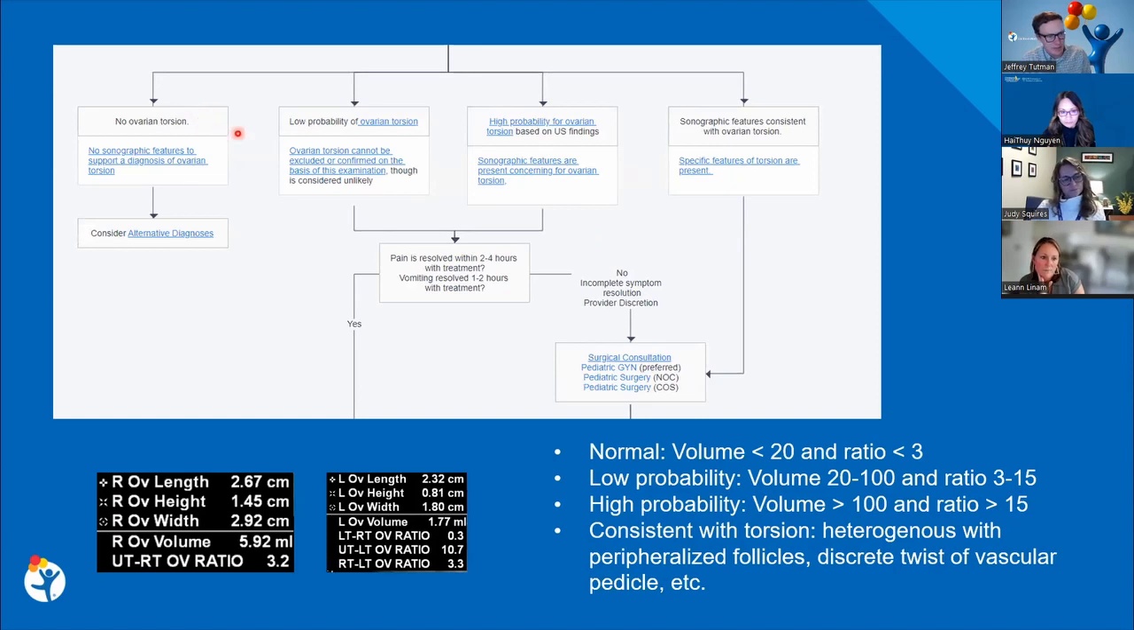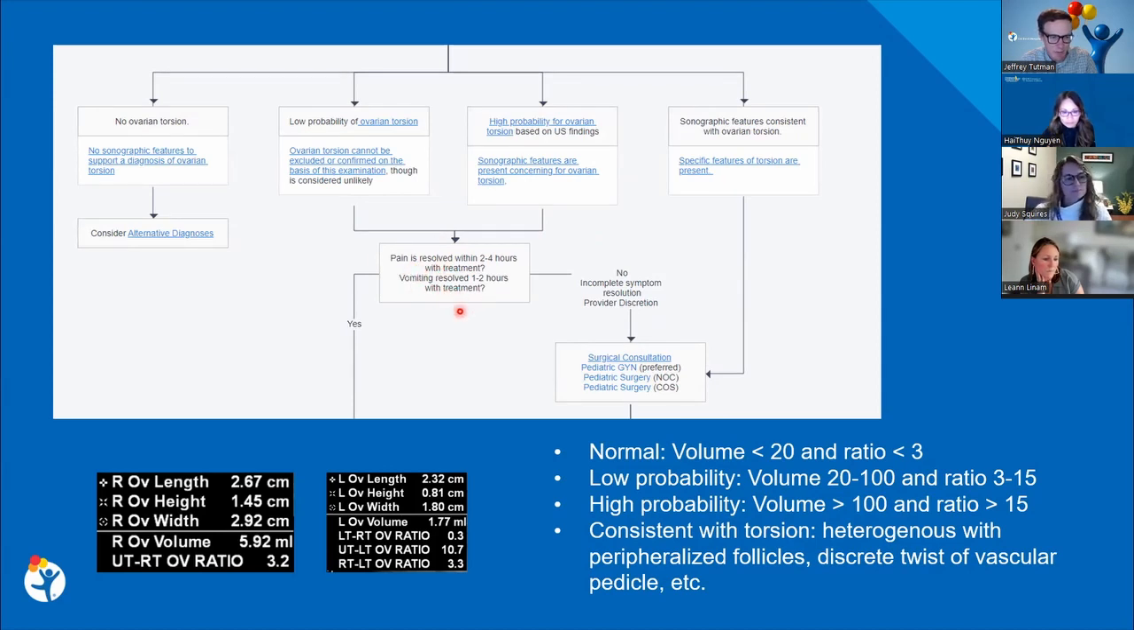When we interpret these exams, we have 4 different template categories that we can put these into. I've listed them down here. We mainly depend on the volume and the ratio to put them into one of these 4 categories. You'll notice the middle ones, if we call it either low probability or high probability, so volumes of 20 to 100 or greater than 100, and with those ratios, you'll see that both of those get shunted to this next box here, which is basically they try to treat either the pain or the vomiting.